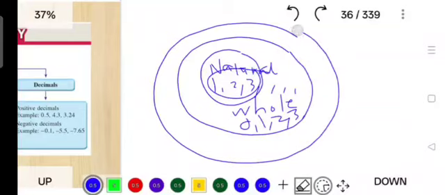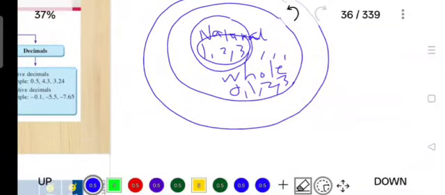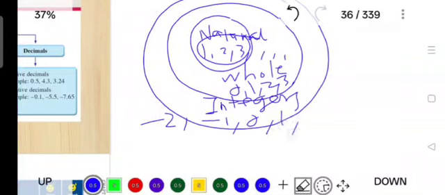Another layer outside the whole numbers is what we call the integers. What are integers? Integers are the same as whole numbers, but with the addition of negative numbers. It starts from negative 2, negative 1, 0, 1, positive 1, positive 2, and so on.